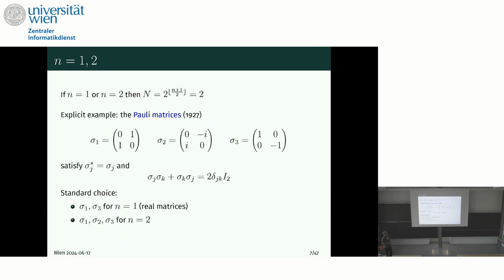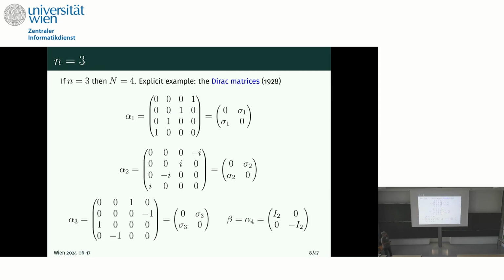For dimension 2, you need all three of them, so you have to run into complex matrices. This is one of the standard choices for dimension 3 of space. So these are the 4 matrices. And you can see nicely, you have to go into size 4 to solve the problem in dimension 3 or 4.